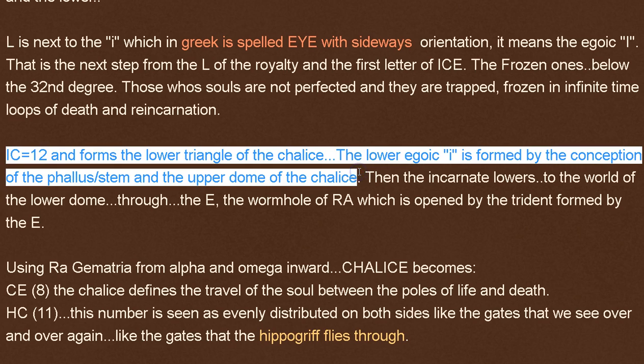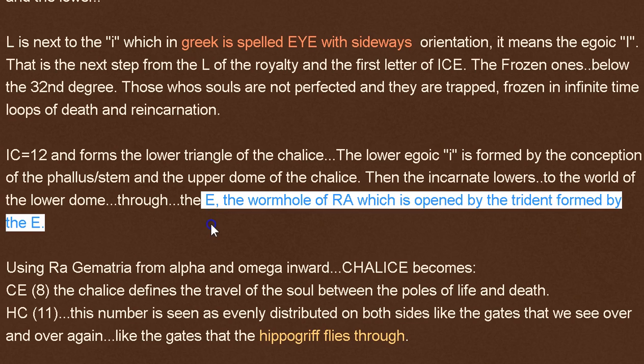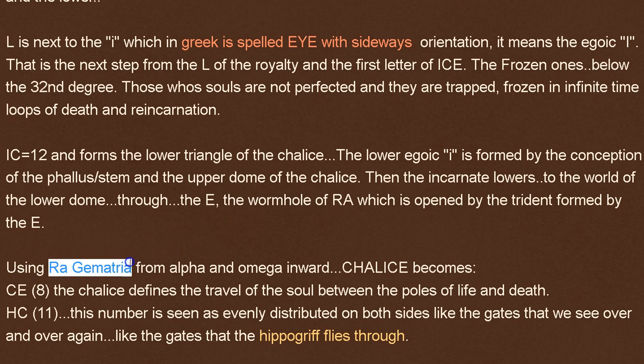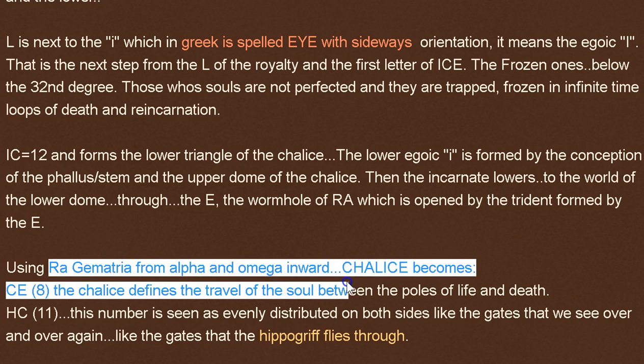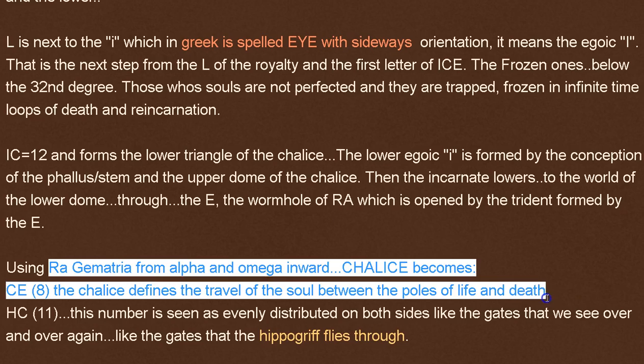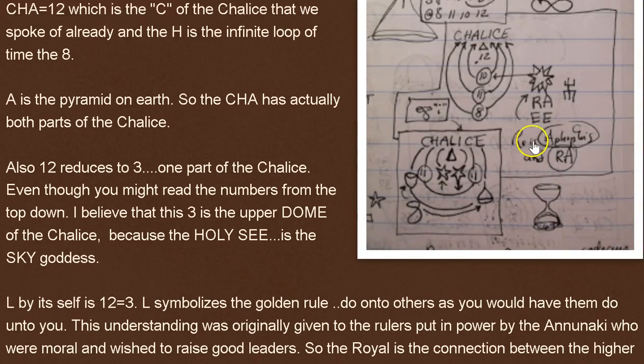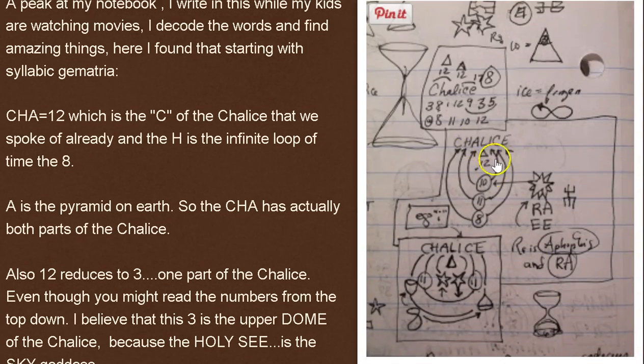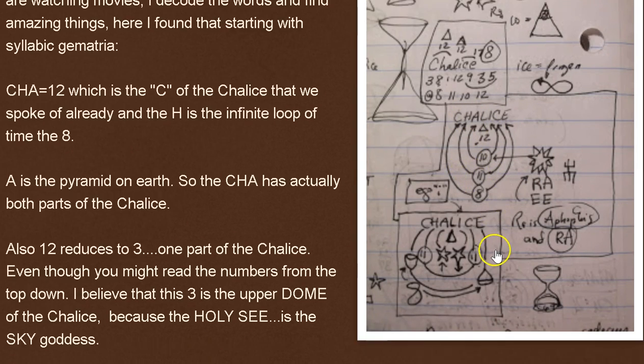Then the incarnate lowers to the world of the lower dome, through the E, the wormhole of Ra, which is opened by the trident formed by the E. Using Ra gematria from alpha and omega inward, chalice becomes CE, 8. The chalice defines the travel of the soul between the poles of life and death. HC, 11. This number is seen as evenly distributed on both sides, like the gates that we see over and over again, like the gates that the hippogriff flies through.